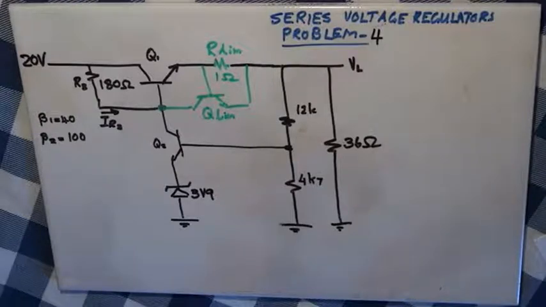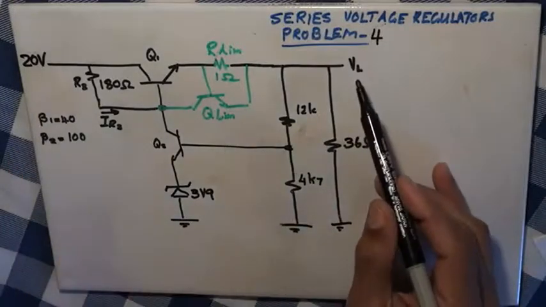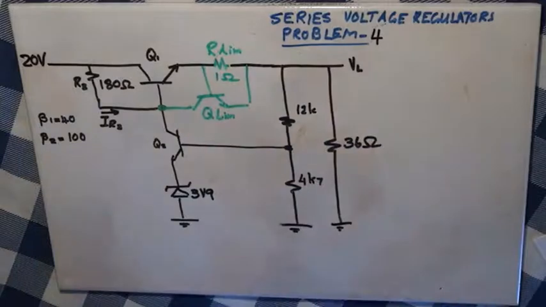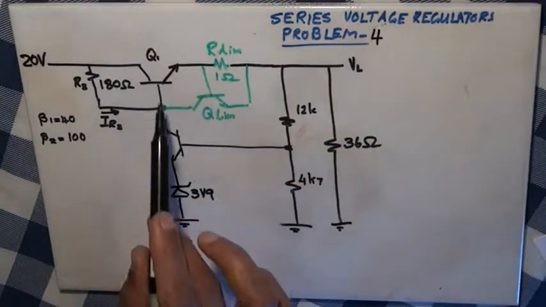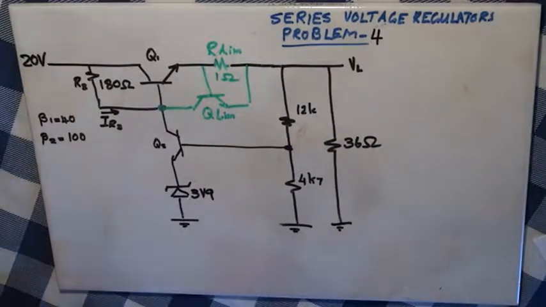We are skipping problem 3, which is very much identical to problem number 2. Let's move to problem number 4. Input voltage 20 V, VL we are going to calculate soon. 2 BJTs as usual with a Zener diode.